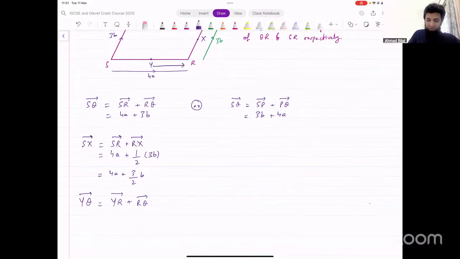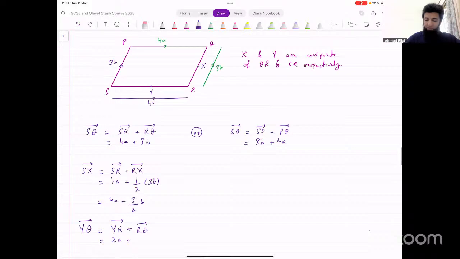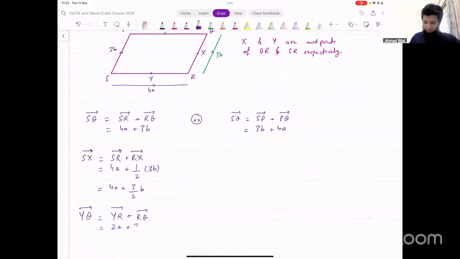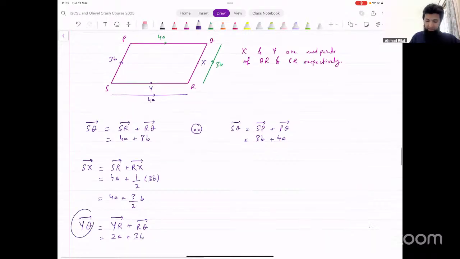What's YR? Y is the midpoint of that horizontal line. This complete length is 4 times A. What about YR? It's half of that. So this is going to be 2 times A, 4 over 2, that's 2. So this becomes 2A plus RQ. We know RQ is 3B. So it becomes 2A plus 3B. That's the vector YQ.